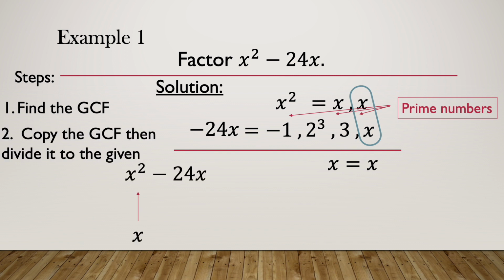So just copy the given polynomial, which is x squared minus 24x, then copy the GCF. Let's divide. x squared divided by x is equal to x. Law of exponents: if we divide a variable having an exponent, we just subtract the exponents. So we have x. Next term, negative 24x divided by x, so we have negative 24. So our factored form for this polynomial is x times the quantity x minus 24.